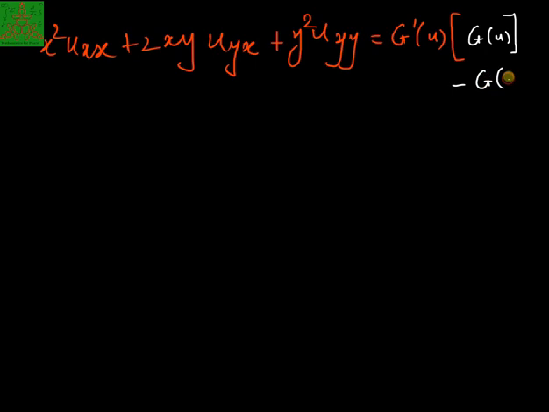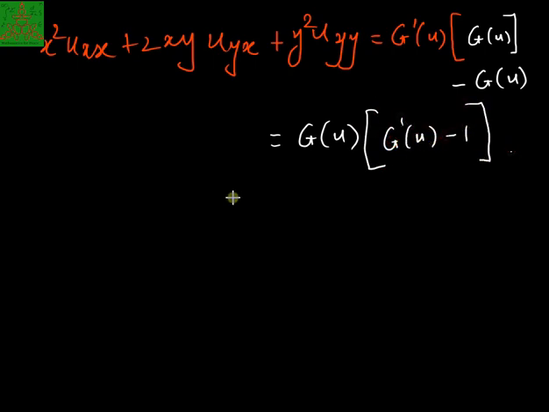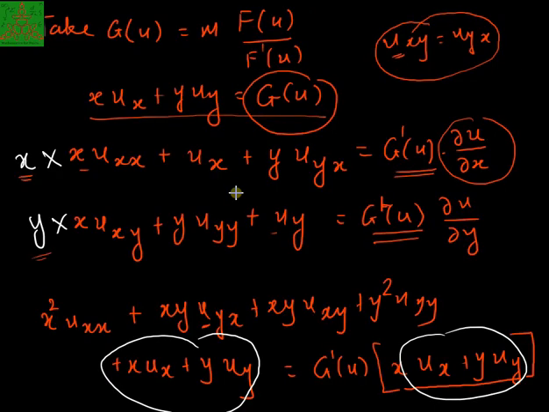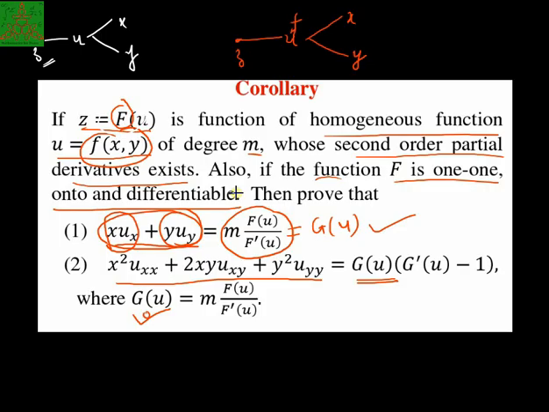So if you common out g of u from it, it will be g of u into g dash of u minus 1. So that was the expression that we need to prove. You just check that here we have this double derivative equation, that is x square uxx plus 2xy uxy plus y square uyy is equal to this quantity. So that completes the proof for this corollary.